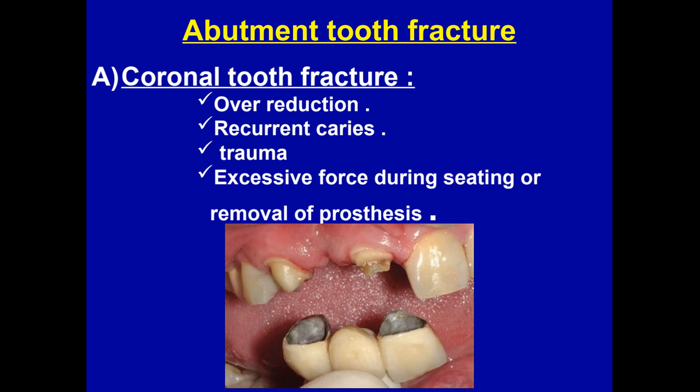or it could be recurrent caries, secondary caries around the margin of the FPD or crown retainer, or it could be a result of trauma or excessive forces during seating or removal of the crown or FPD.